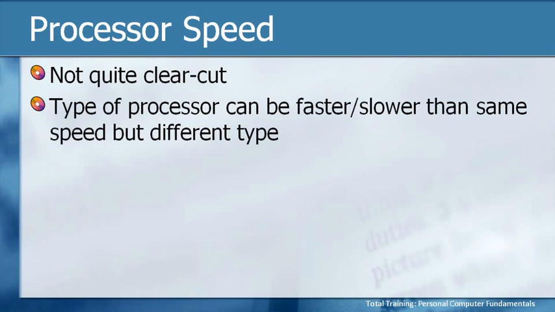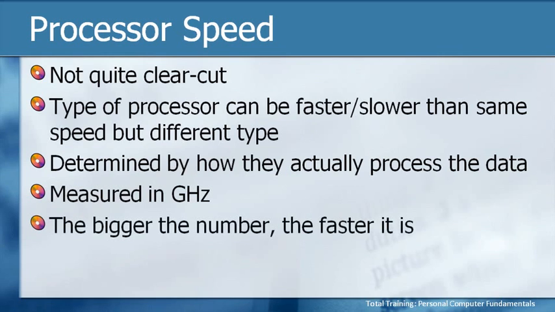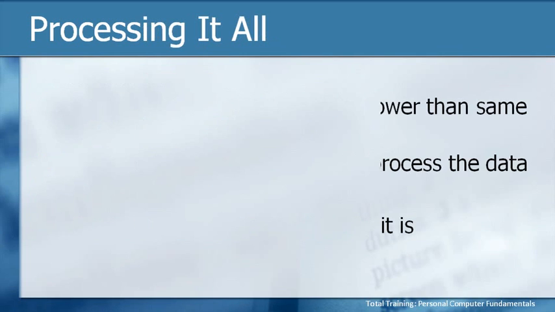This is the same thing that can happen with the processor. Even though technically the processors are driving, if you will, at the same speed, if they process things differently, then one may actually be slower at processing the same amount of data than another. The speed is determined by how they actually process the data, and that's measured in gigahertz. The bigger the number, the faster it is. Let's look at some examples.